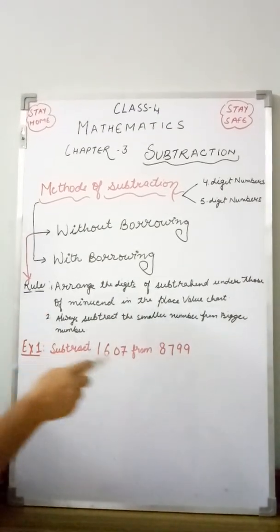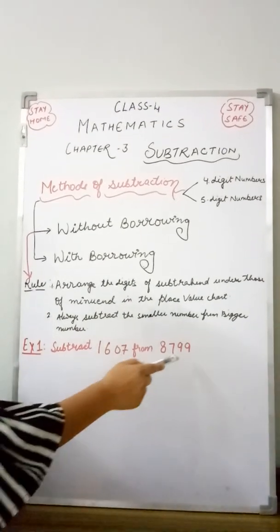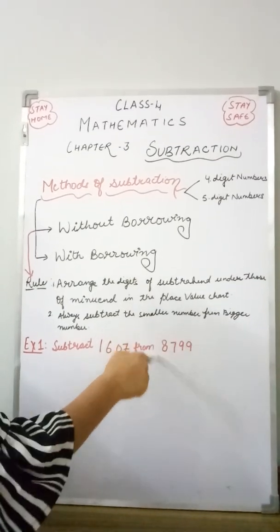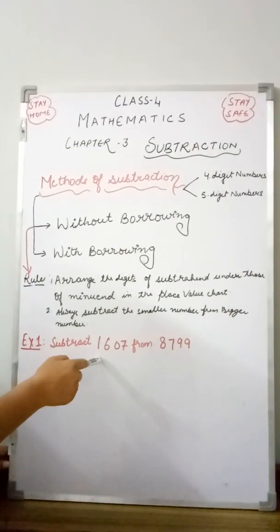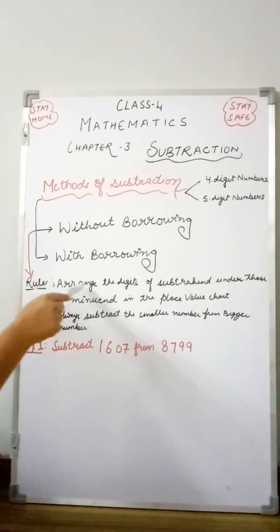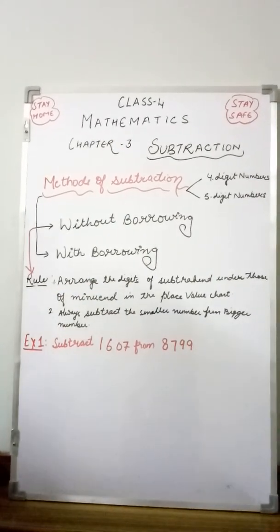As we discussed, the bigger number is the minuend. So this is the minuend here, and this is the subtrahend here. First of all, according to the rule, arrange the digits of subtrahend under those of minuend.